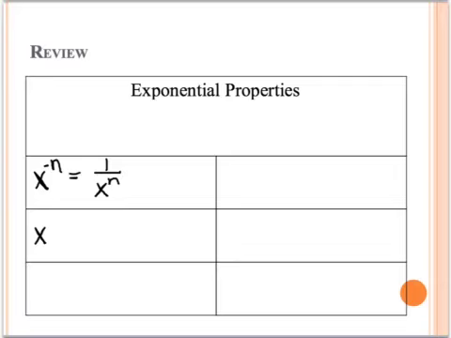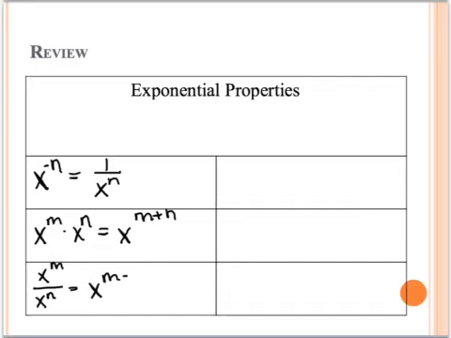The next one, what do you get when you multiply the same bases with different exponents? Hopefully you get x to the m plus n. Third one, how do we simplify x to the m divided by x to the n? Here we subtract our exponents, m minus n.